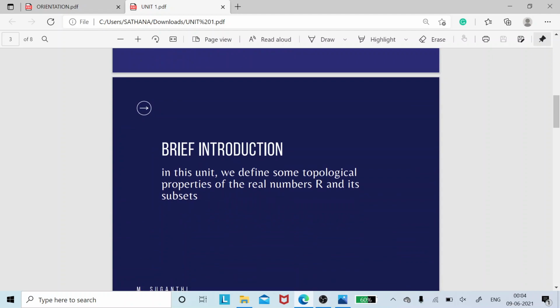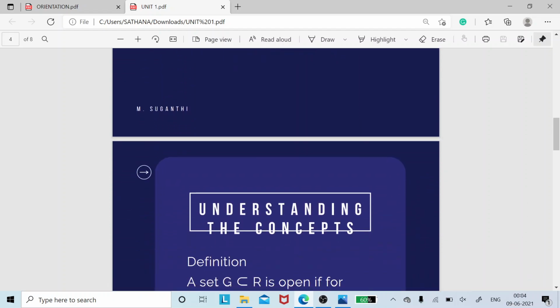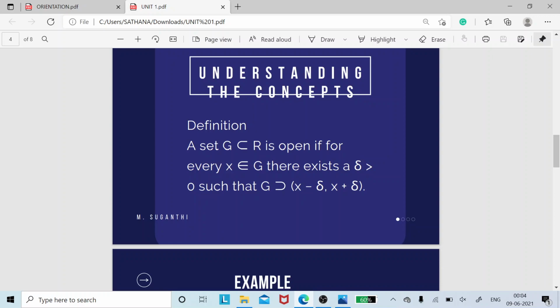In this unit, we define some topological properties of the real numbers and its subsets. So be clear with what is called the real number system. Let us start with the first interesting concept, open set. Consider a set G in R. If for every x in G, there exists a delta greater than 0 such that G contains (x minus delta, x plus delta), then we call the set G open.